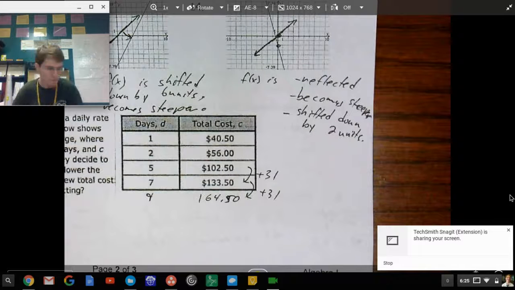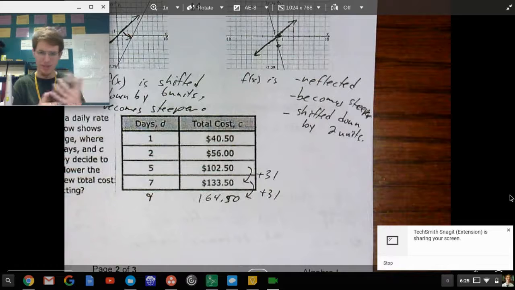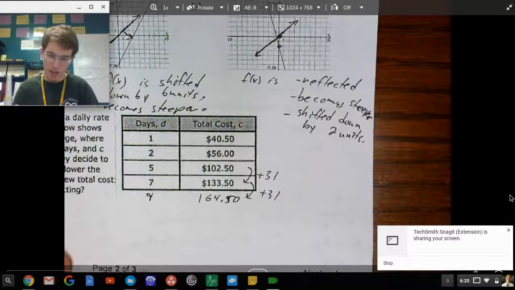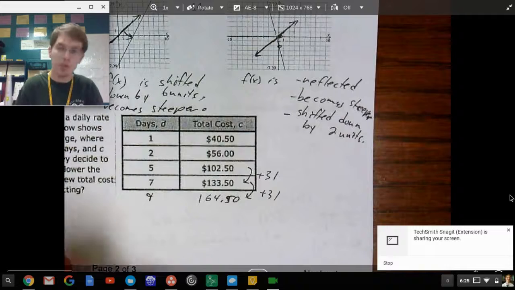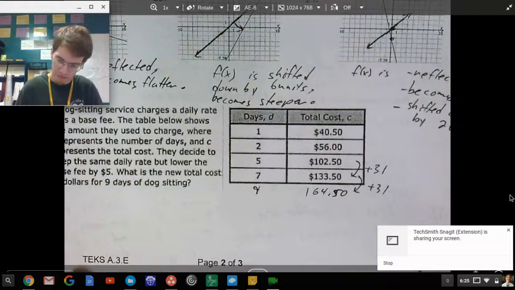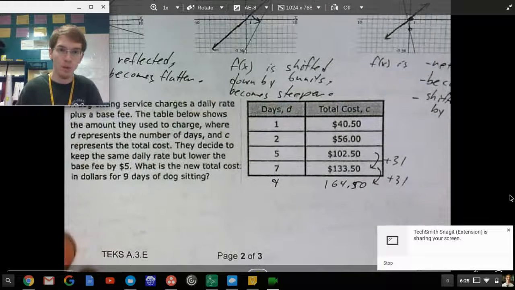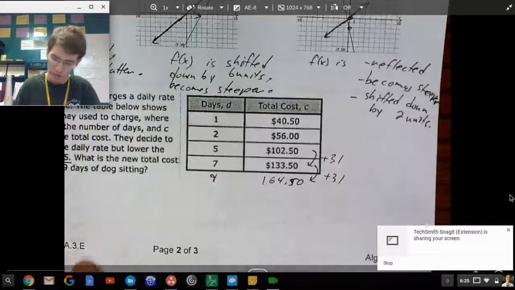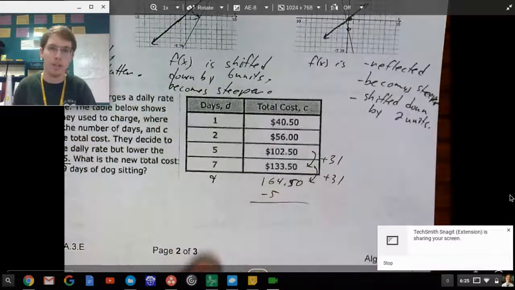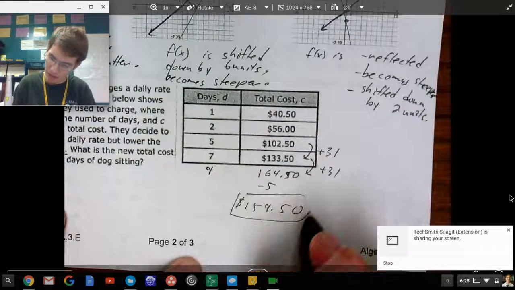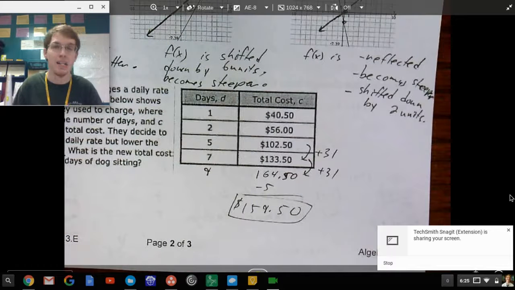That number just doesn't seem quite right. Okay. Oh, it is. That number's right. Double check with another calculator. I think that one's dying. Okay, so 164.50. Now, we kept the same daily rate. So this is their old rate for 9 days. How did this change? So they lowered the base fee by $5. So let's subtract 5 off of that. There, we're going to take the base fee off. 159.50.